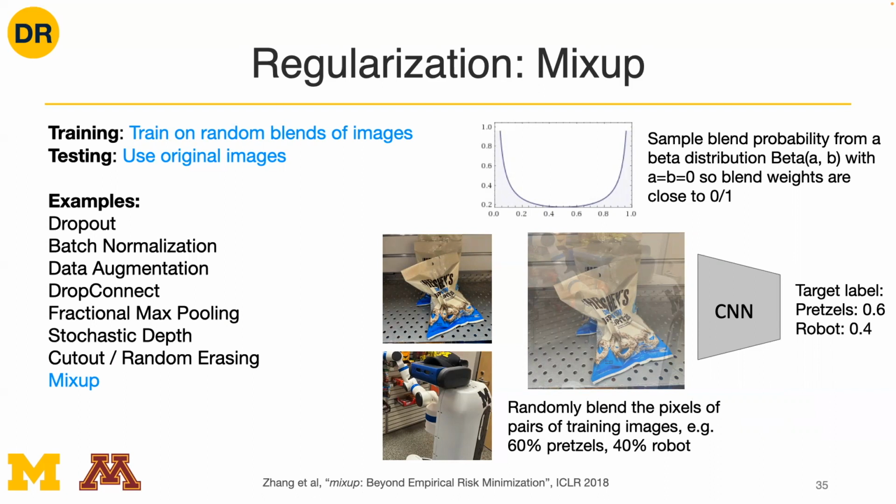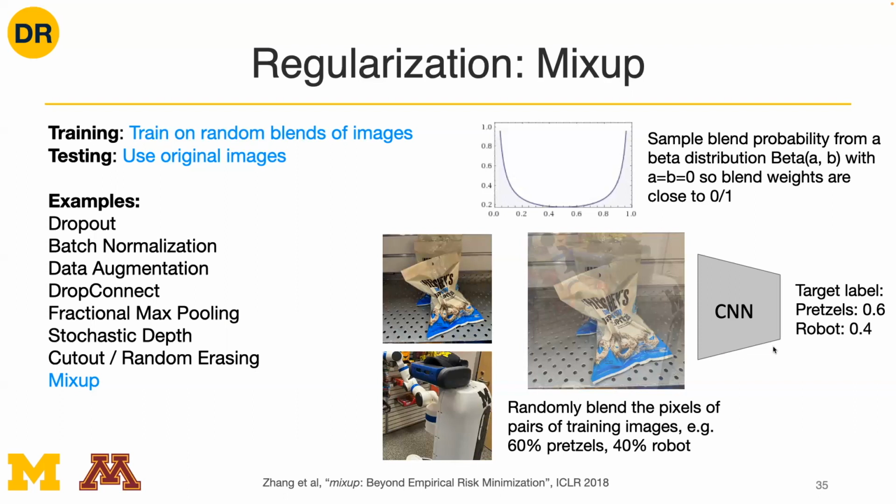Another very counterintuitive one is what's called mix-up. Here what you do is you sample some probability, and then based on that probability, you combine two different images from different classes. So we have our image of a pretzel bag, and then maybe we have some other class which we're trying to classify, like a class of a robot. Here we have our fetch robot. You would randomly sample some probability value, let's say 60%. With alpha blending, I'll take 60% of the intensity of the pretzel bag and combine it with the remaining 40% of the pixel intensity from the robot image.